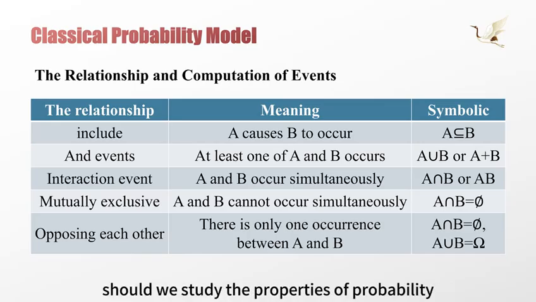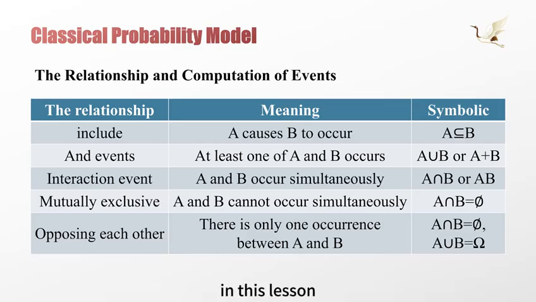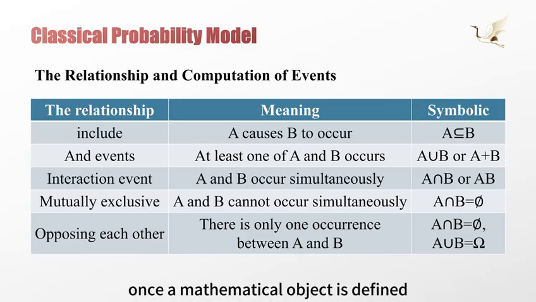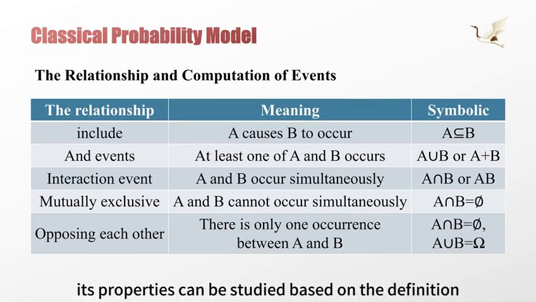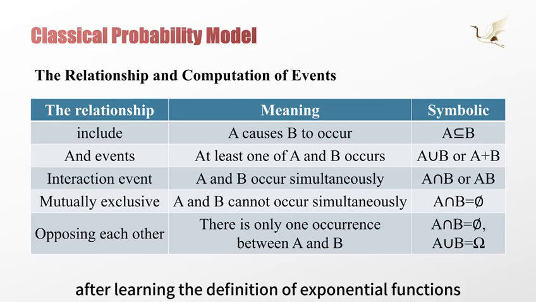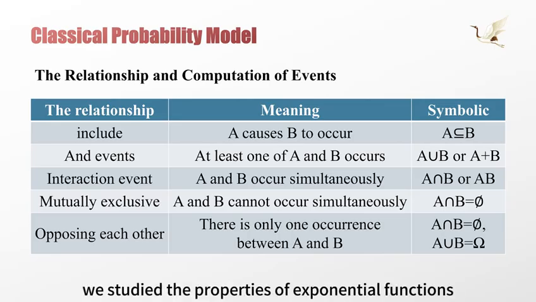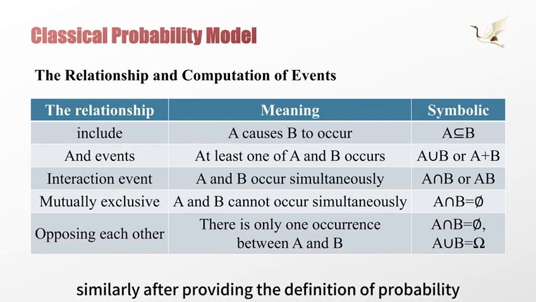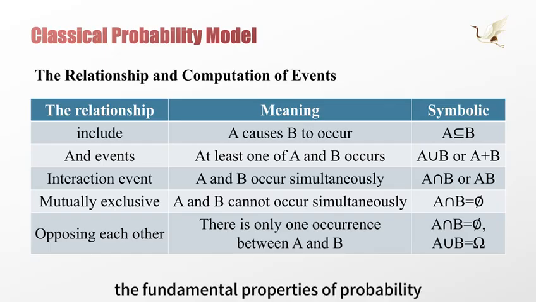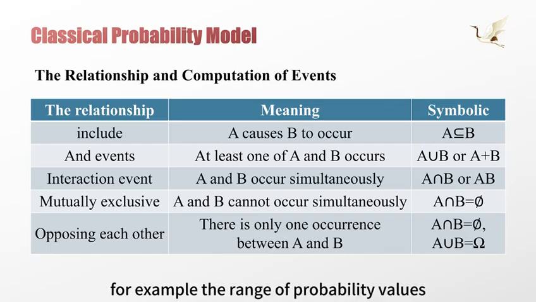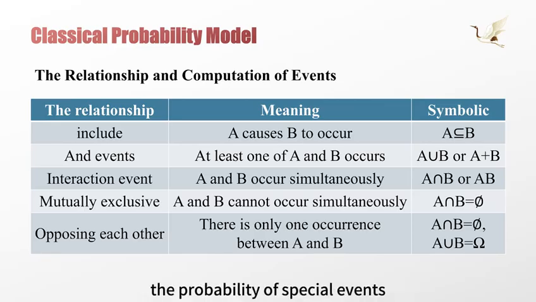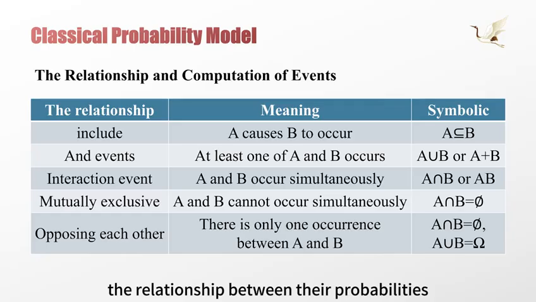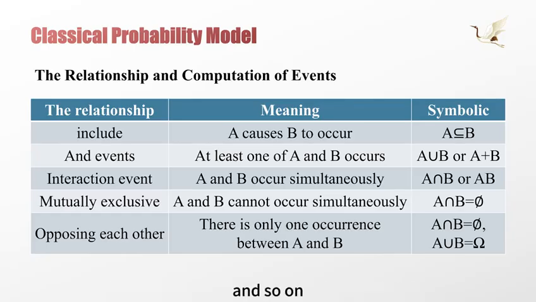What perspectives should we study the properties of probability from in this lesson? Generally speaking, once a mathematical object is defined, its properties can be studied based on the definition. For example, after learning the definition of exponential functions earlier, we studied the properties of exponential functions such as their domain, range, and monotonicity. These properties can play a significant role in solving problems. Similarly, after providing the definition of probability, we will study the fundamental properties of probability. For example, the range of probability values, the probability of special events, the relationship between probabilities when events have certain special relationships, and so on.